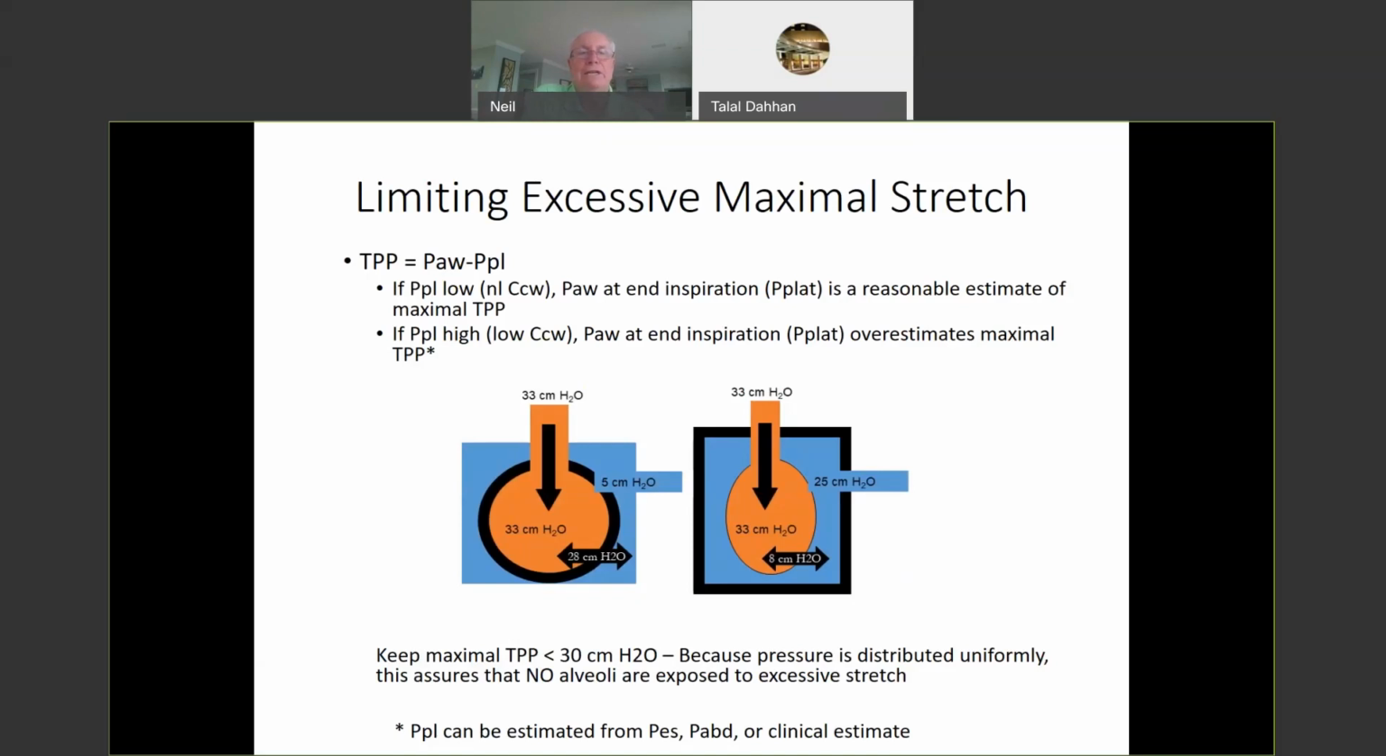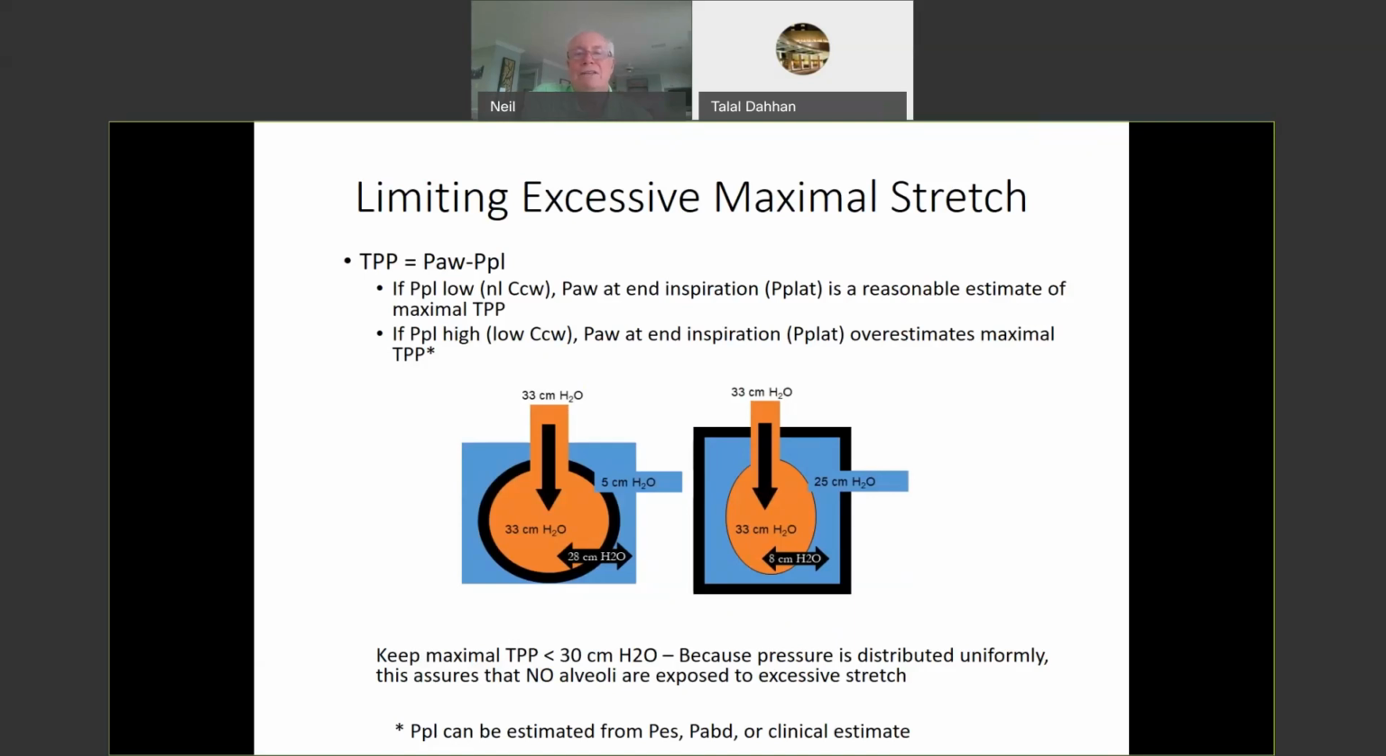So I have a little example here. In both examples, I put in 33 centimeters of water. 33 centimeters of water is delivered to the alveolar space. In the left panel, you'll notice that the lung is quite stiff and that most of this pressure is dissipated trying to expand the lung. The chest wall is very compliant. Only 5 is appearing in the pleural space.